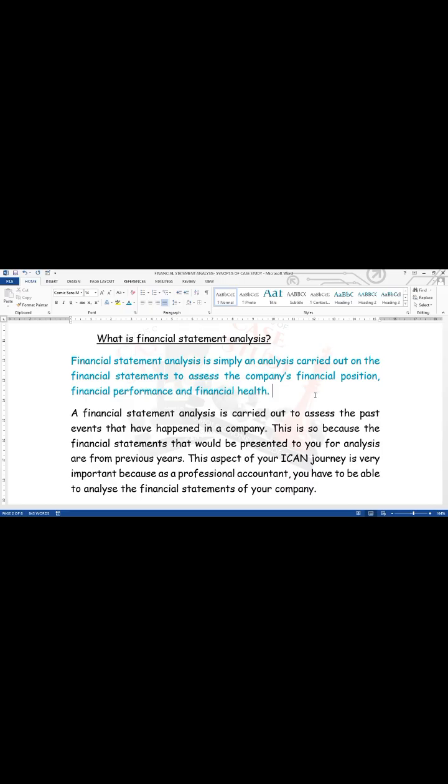But in the ICAN case study, the report has already been completed. The statement of financial position has been prepared. You are not preparing it here. You are now asked, okay, look at this prepared financial statement and help us to analyze it. Help us to assess the company's profitability, for instance, the liquidity, and the financial performance of the company. That's basically what we'll be doing in financial statement analysis. So the case study looks at analyzing the already prepared financial statements.